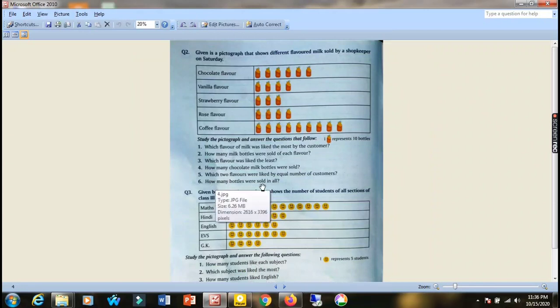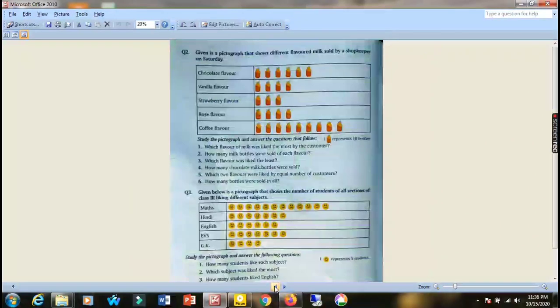How many bottles were sold in all? In this question you have to add all the bottles, all flavor bottles. So let us try. Total number of bottles sold equals 60 plus 40 plus 30 plus 40 and then plus 90. So total number of bottles sold equals 260. Now students, let us move to the next question.